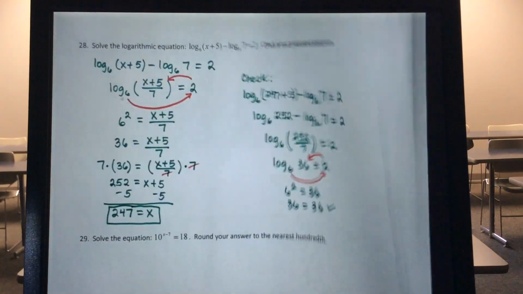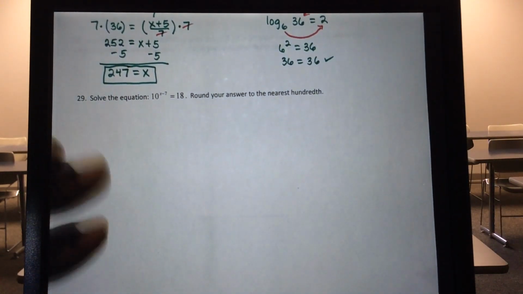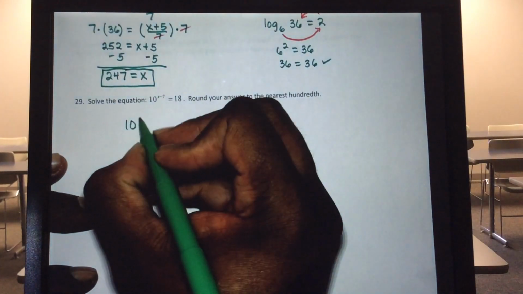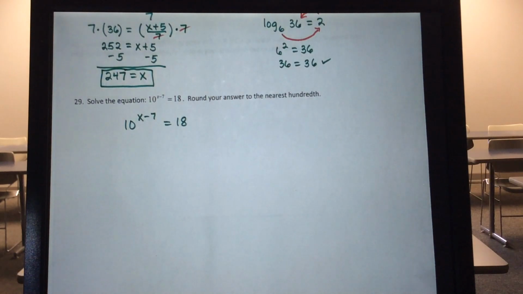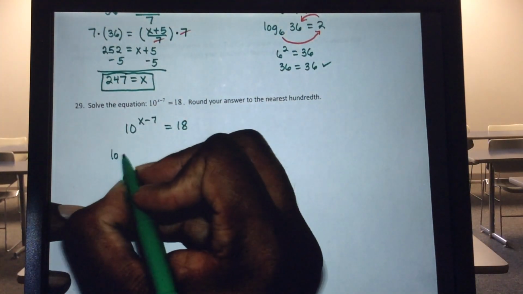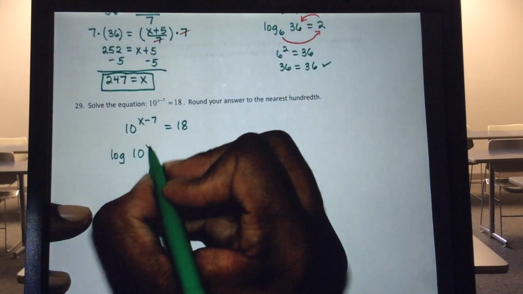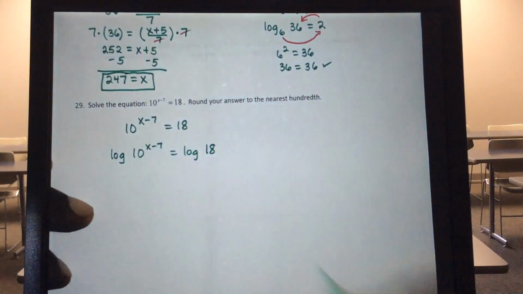Now, number 29. We've got 10 to the x minus 7 equals 18. We're going to solve this exponential equation and round to the nearest hundredth, meaning to 2 decimal places. In this case, we have a base of 10 in our exponential equation. Normally you would take the natural log on both sides, but with a base of 10, we're going to take the log on both sides of this equation.